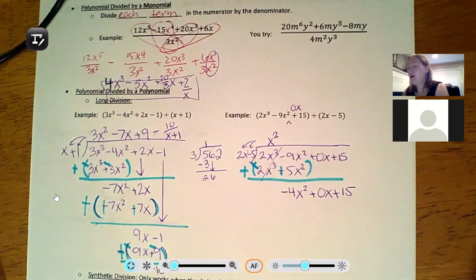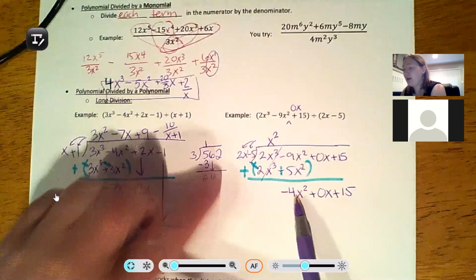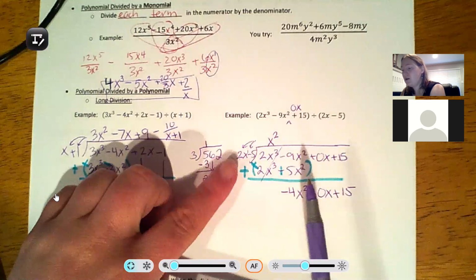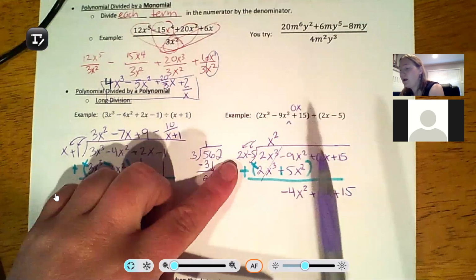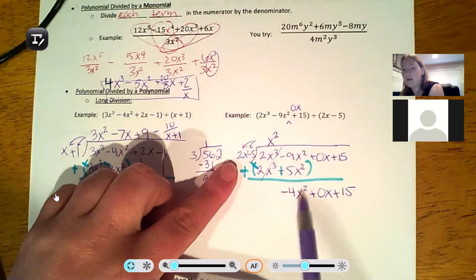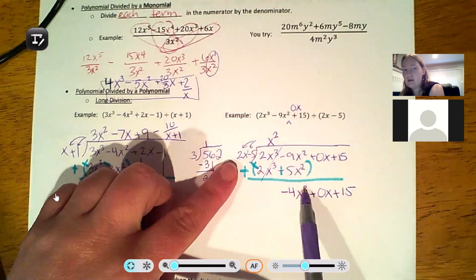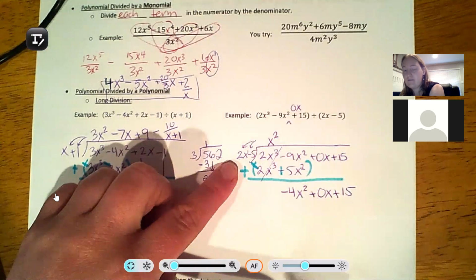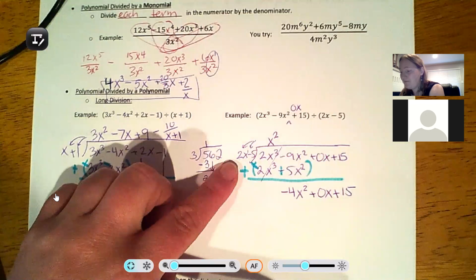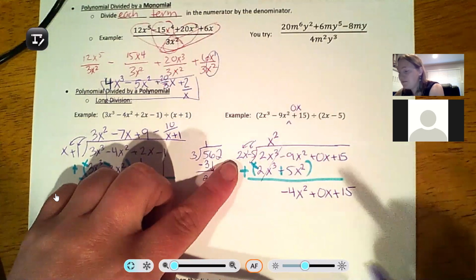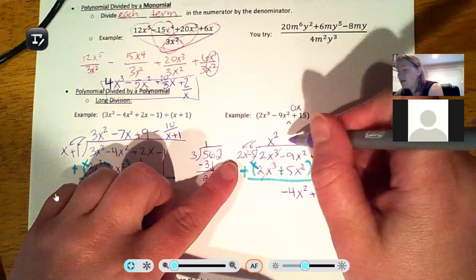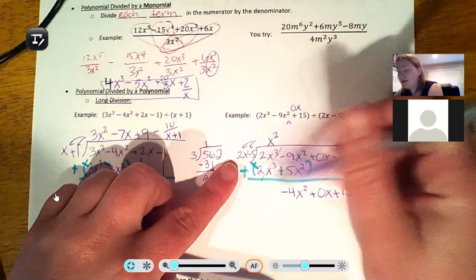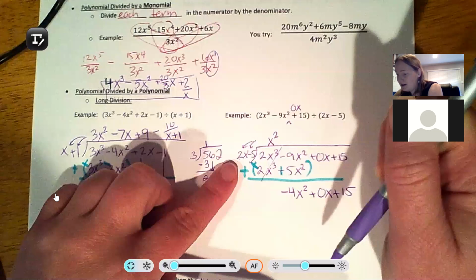here we go. So now, how do I get rid of this term? So 2x times what is negative 4x squared? So then that would be x to the first. Yep, and what would be the coefficient?